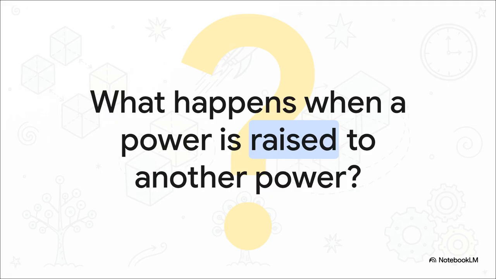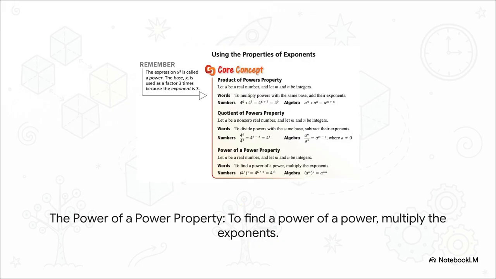Let's add one more little wrinkle. What do you do when you run into something like 3 squared, and that whole thing is raised to the power of 5? You've got a power that's being raised to another power. How on earth do we simplify that? And that is where the power of a power property comes into play. In this situation, you multiply the exponents. The big clue here is the parentheses.